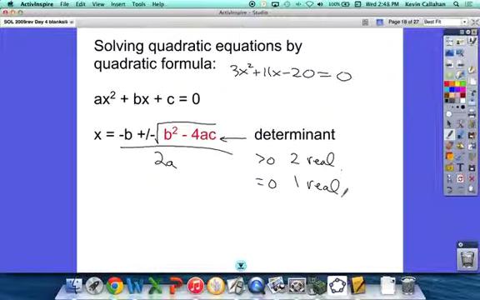And if the discriminant, b squared minus 4ac, is less than 0, then you're taking the square root of a negative number. What kind of solutions do you get? Imaginary, right? So less than 0, imaginary.